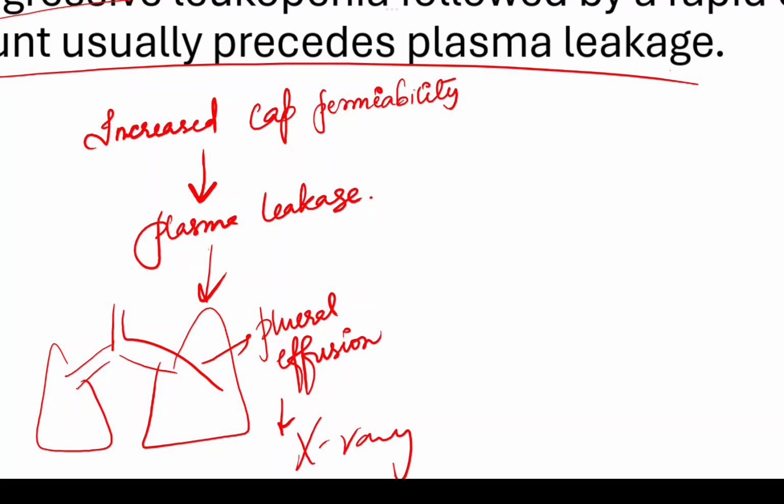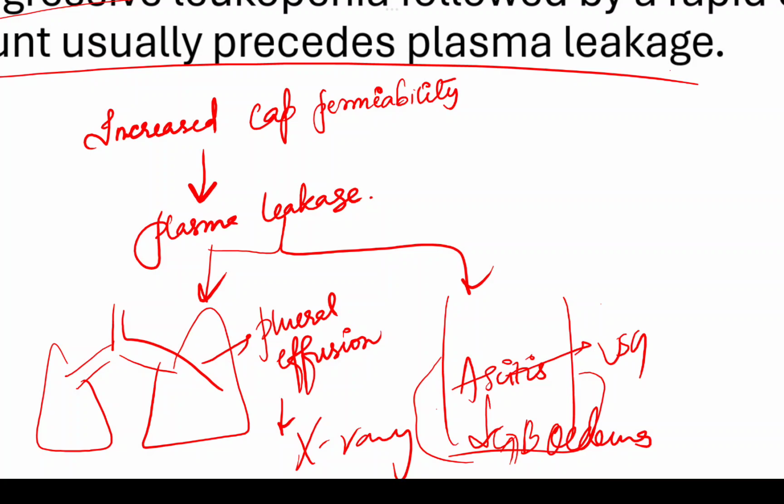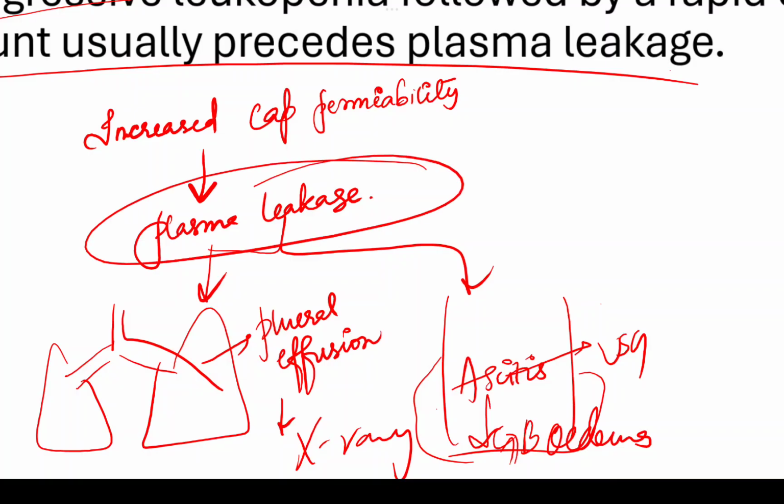And with plasma leakage in the abdomen, you can see lots of fluid accumulation, ascites. And with this ascites, the gallbladder can also be enlarged; gallbladder edema can be seen. To diagnose this, USG abdomen can be done. And then shock also occurs when the plasma leakage is too much, beyond the normal levels.